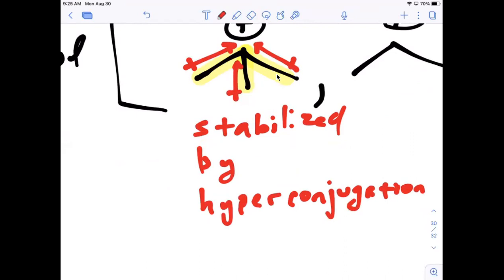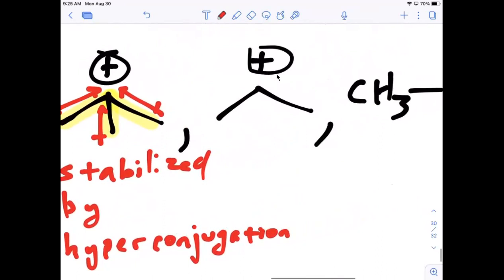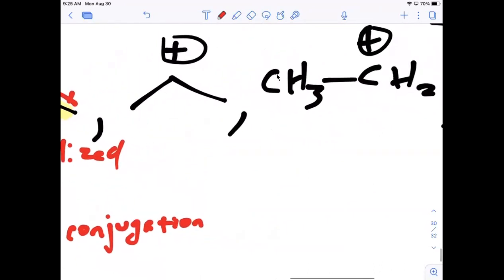It's the bonds around it, and they're stabilizing that charge. All right. So you can see going to a secondary, you lose a carbon-carbon bond. So you're going to lose a measure of stability, even though it's still relatively stable, right? And then with the primary, right, you can see the difference. Let me write that differently too.